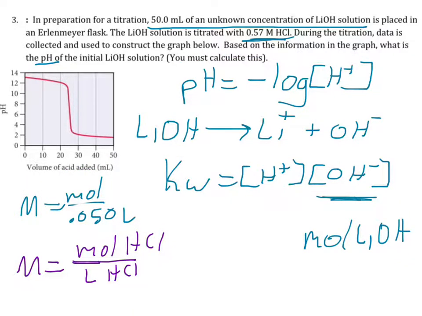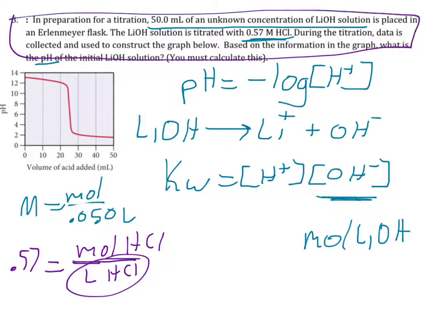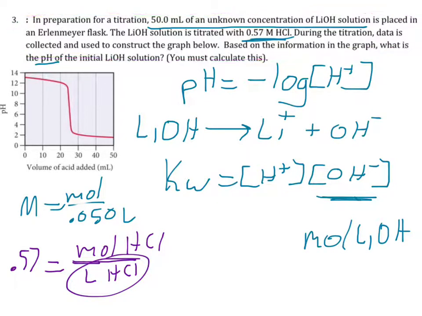So let's go ahead and plug things into this molarity equation here. First off, the molarity of the HCl is 0.57. Next, the liters of the HCl? Well, we don't actually know. The problem doesn't tell us the liters within the problem here, but we need the liters. So where can we find the liters?